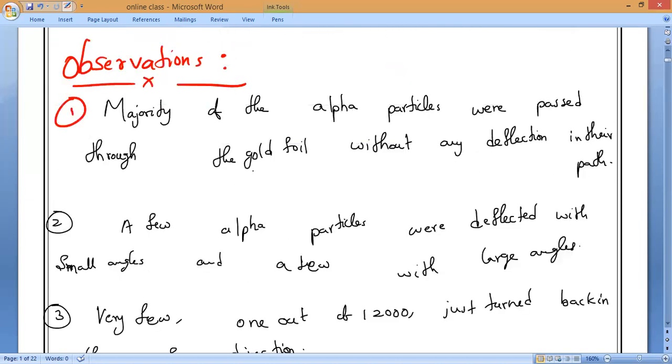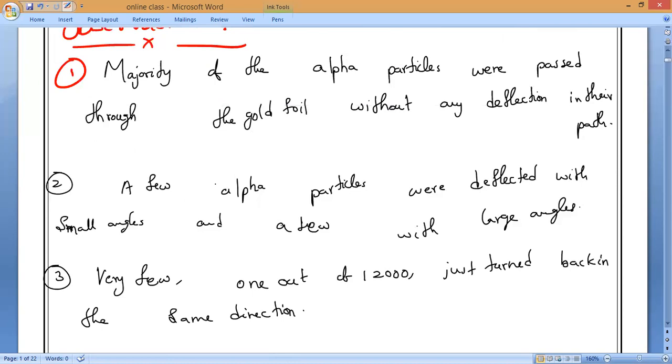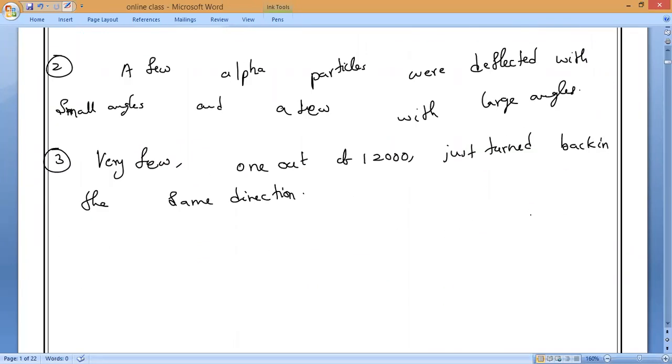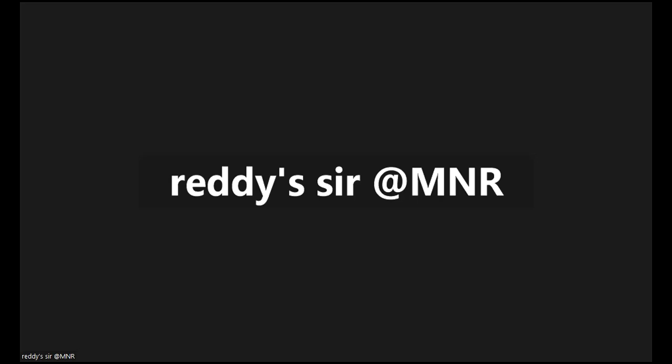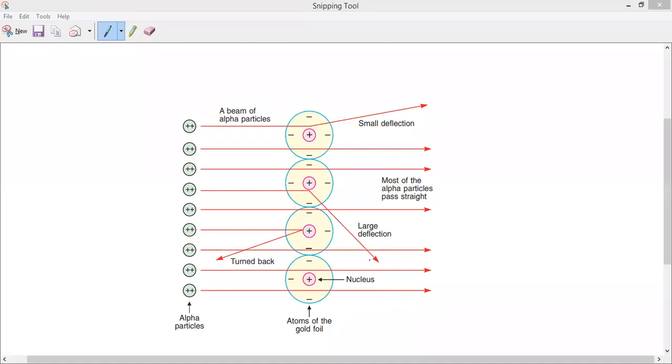3 observations. Anybody having any doubt? Please ask me. Are you clear, guys? Yes, sir. So now let us see this. Majority of the particles are going in a straight line. Very few particles are showing minimum deflection, like small angles, and very few with large angle deflection, and very rarely, 1 out of 12,000, bouncing back in the same direction. So this is what was observed by Mr. Rutherford during his experiment.